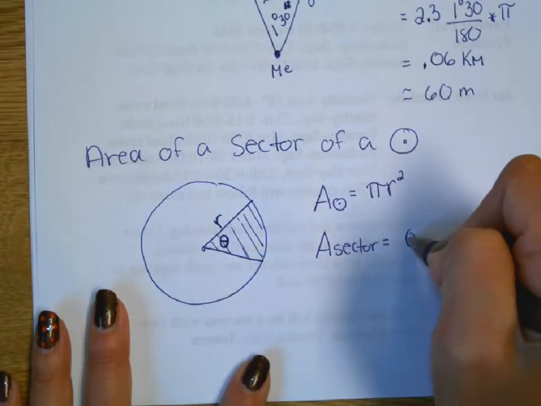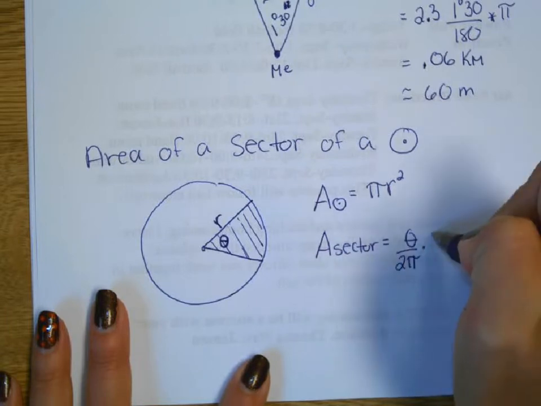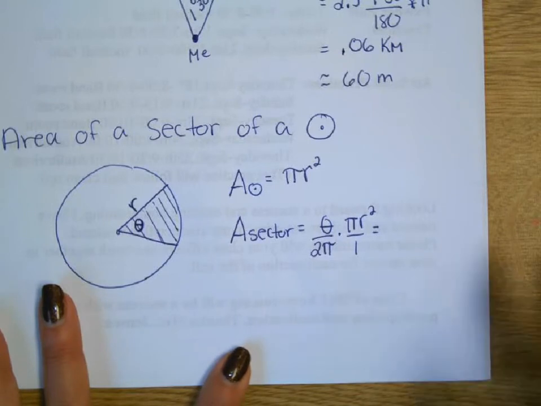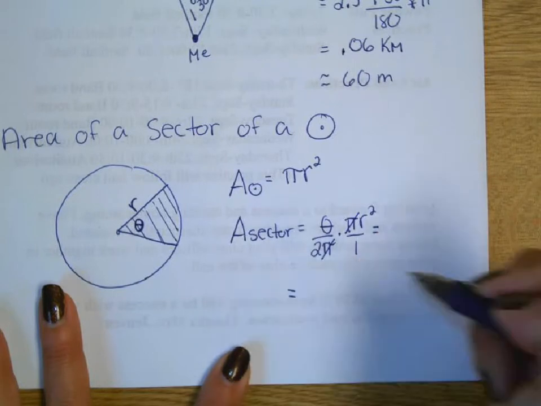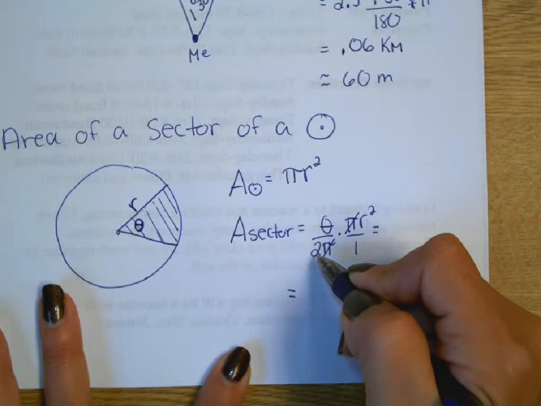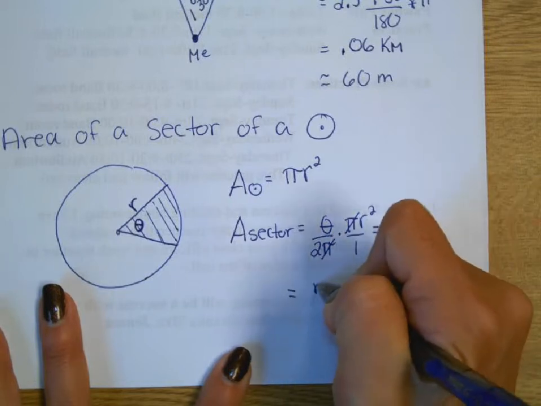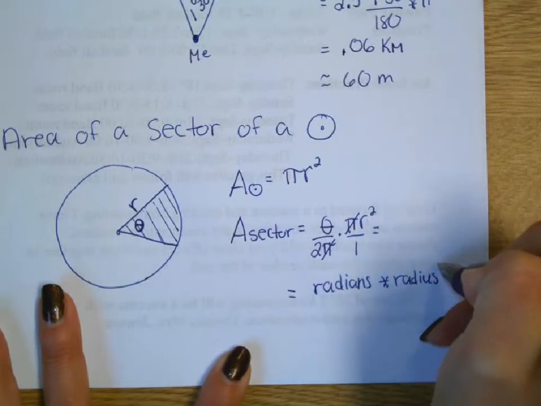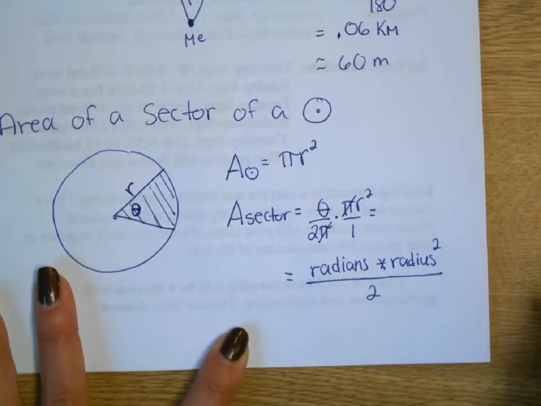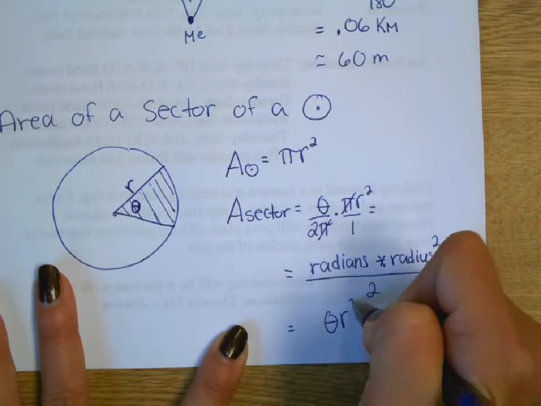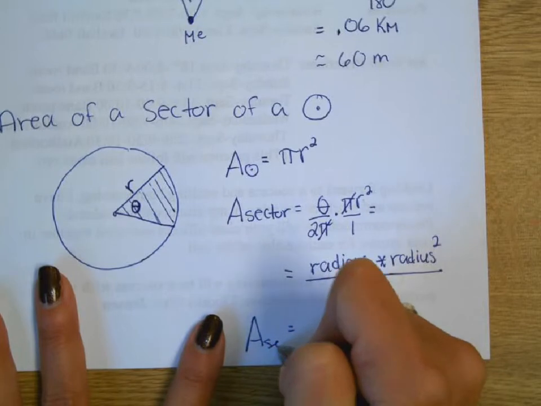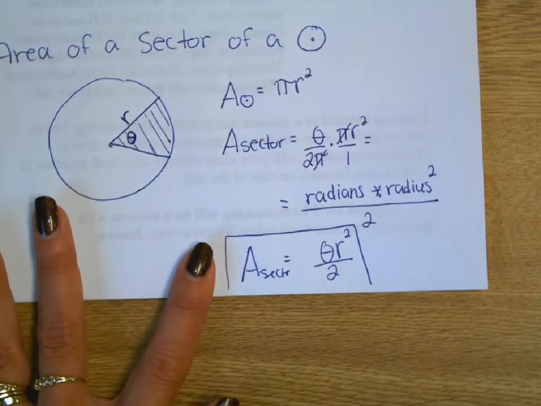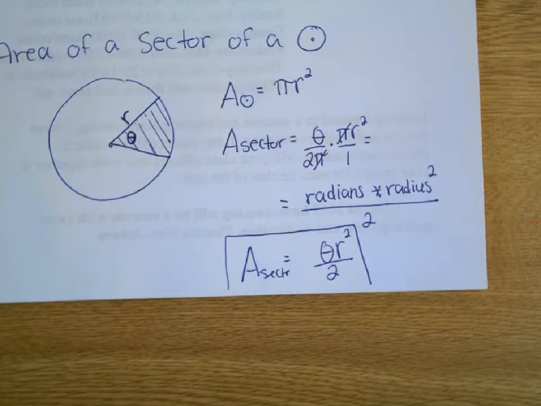So we're going to take the fraction, theta over 2 pi, and multiply it by pi r squared, and then simplify that. What happens in my formula here? The pi's cancel. So my formula for the area of a sector is theta times r squared over 2, but theta has to be in radians. So in words, it's radians times radius squared divided by 2 gives us area.